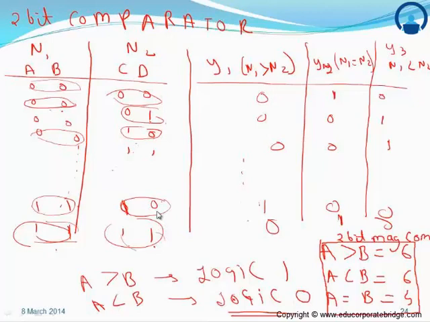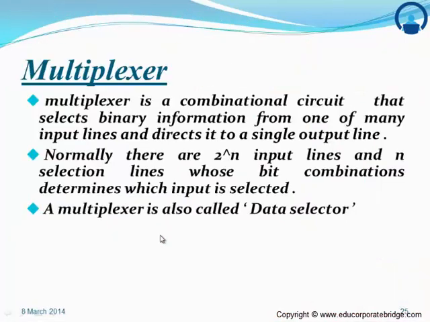Now let's start with the new topic, that is multiplexers. A multiplexer is a combinational circuit that selects binary information from one of the many input lines and directs it to a single output line. As the name suggests, multiplexers are also called MUX in short form. They have many inputs, that is, they combine many inputs to one output.